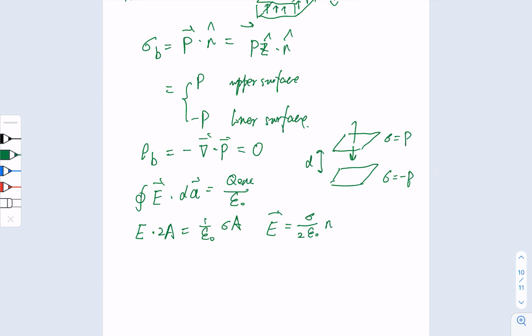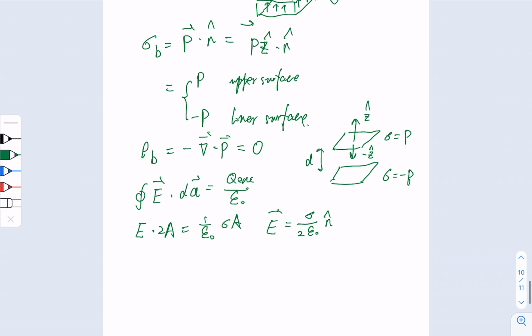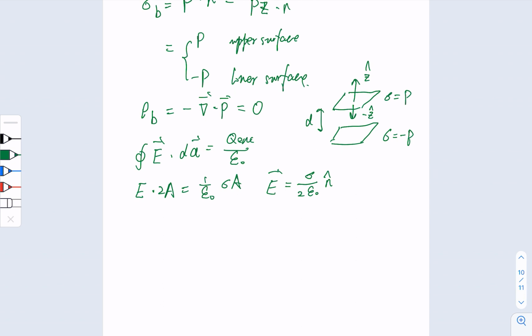Now this E field produced by this upper surface is along this direction. The direction of the E should be outside. It should be up along the Z, and inside it should be along the minus Z. Now if you calculate the same thing for the E field along this bottom surface charge, it's exactly the same calculation, but the field is going to be pointing inwards.